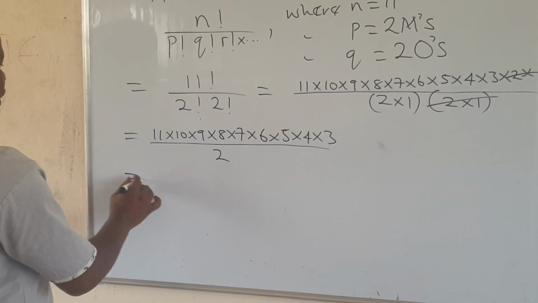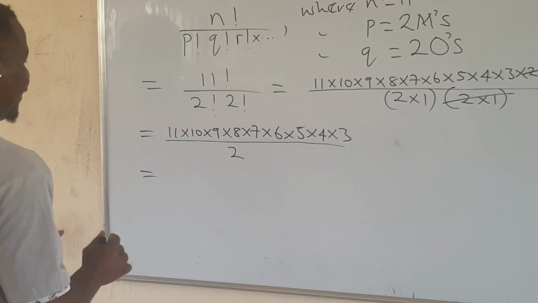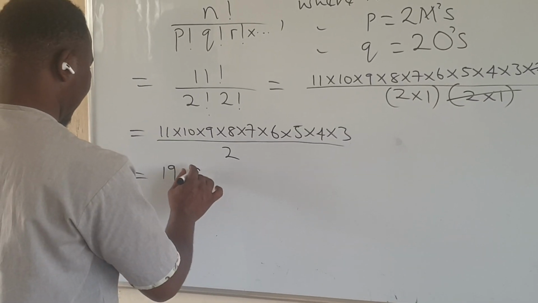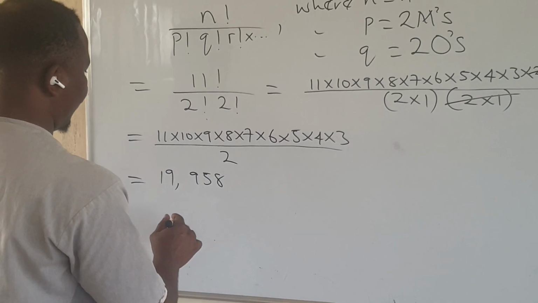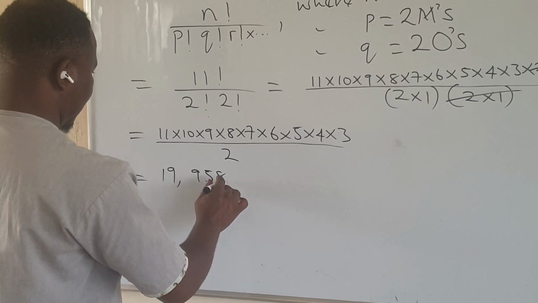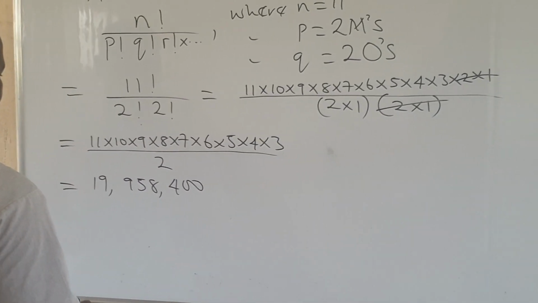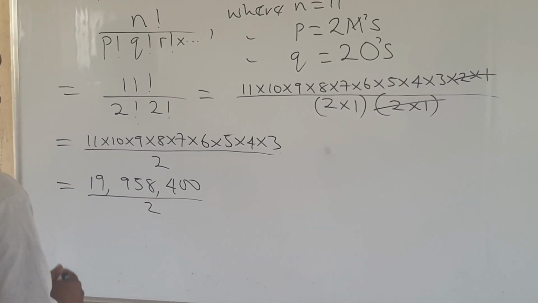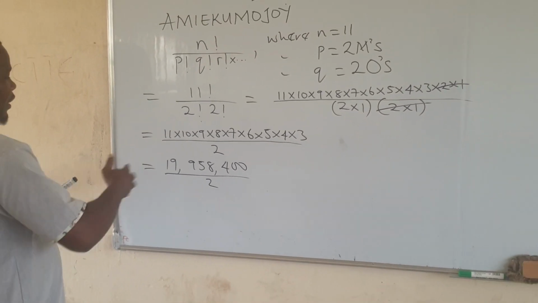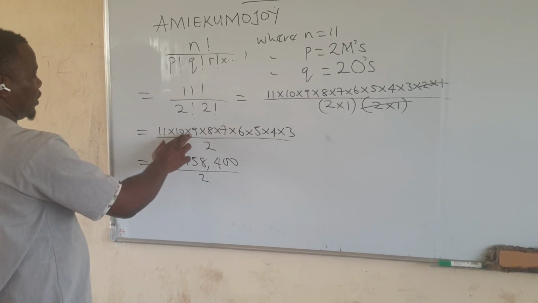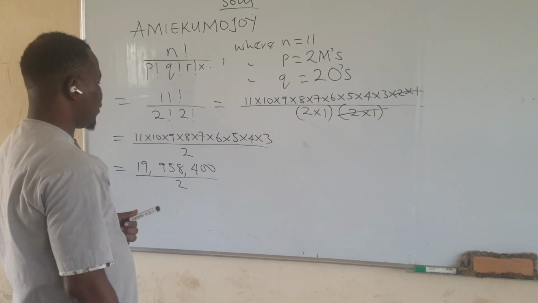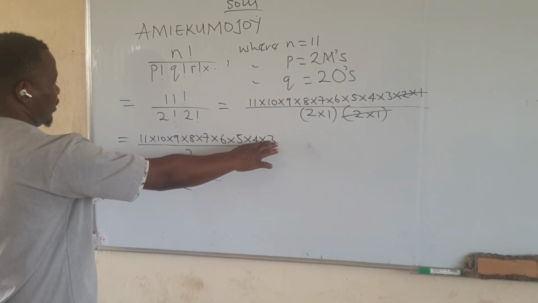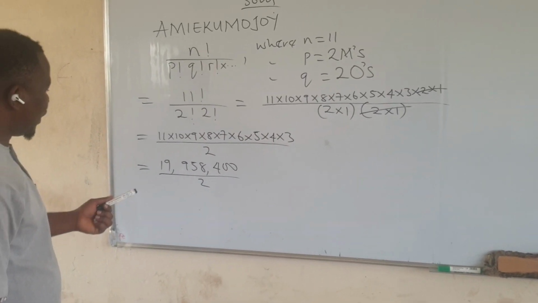Then this will give us 19 million 958,400, all over 2. It means 11 times 10 times 9 times 8 times 7 times 6 times 5 times 4 times 3, all over 2. Okay, this will give us 19,958,000.